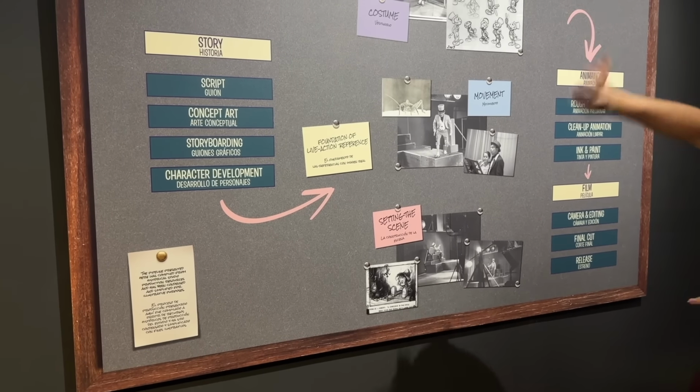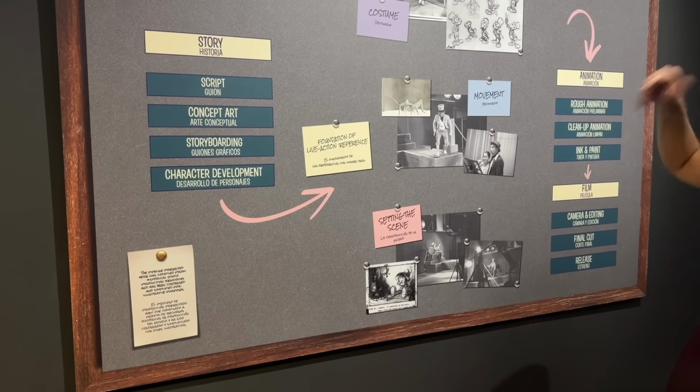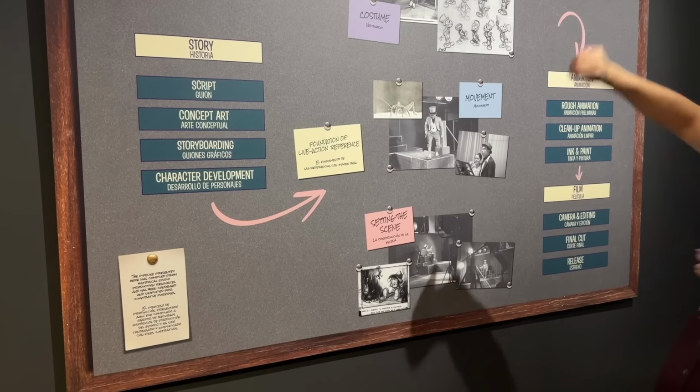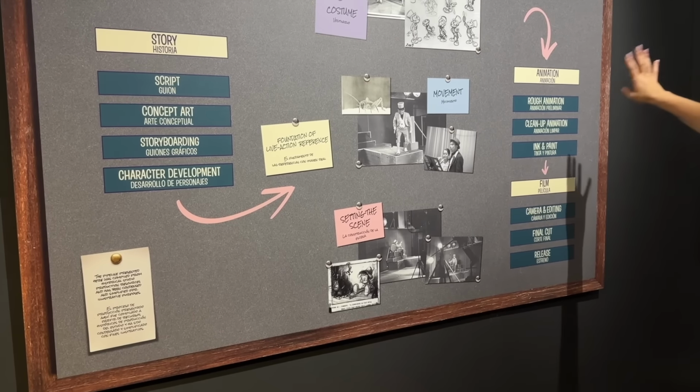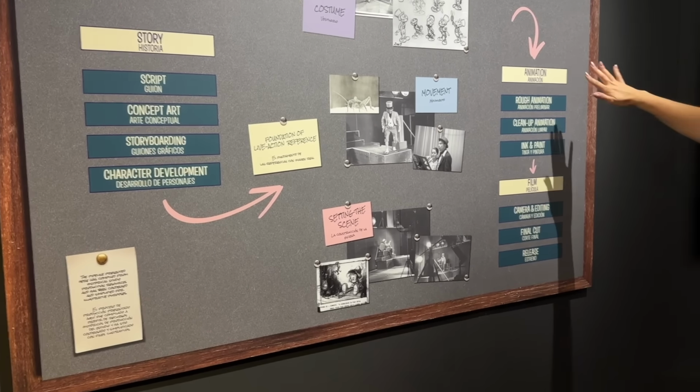So here we have broken down vaguely into the galleries you're about to see. So costume, movement, and then setting the scene. From there, we then get into more of the animation, which is the rough animation, cleanup, ink and paint, and then we get to our final film. So now that we're grounded, we can enter into our first phase.